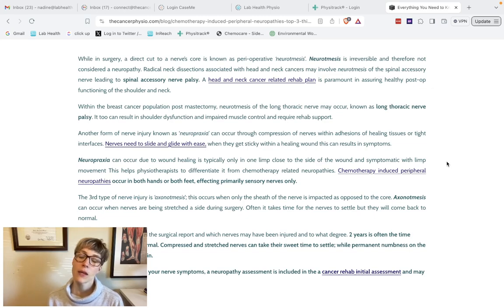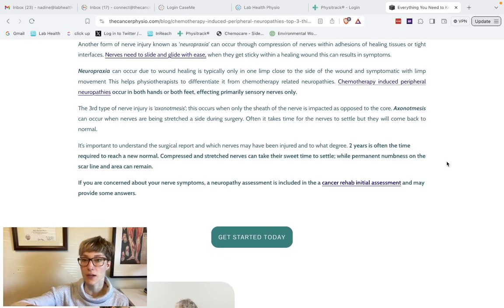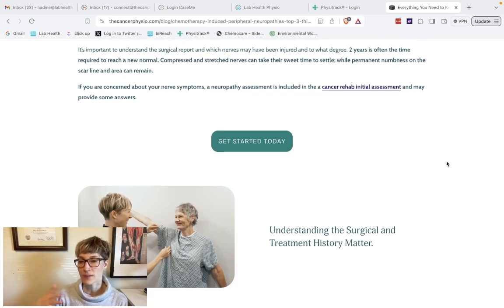Most of the time in breast and head and neck cancer, we see more neuropraxia and axonotmesis. This is more the idea that nerves have been stretched and moved aside during surgery, and then swelling comes in and maybe presses on them a little bit. So they're just kind of jangly for a while, and they might be producing symptoms. That's more of what we see. But truly, the surgical report is where you're really going to understand what happened, coupled with a physiotherapy assessment, a neuropathy assessment. We can really gauge, okay, what happened and what can we expect?